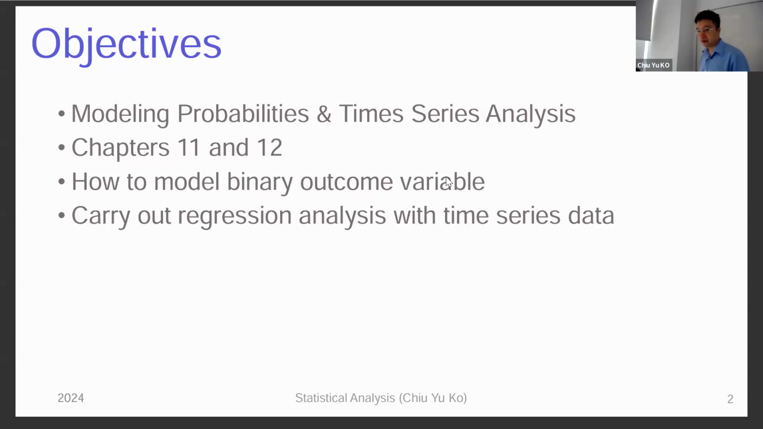So the first one is modern probability. There are many things in regression that can be done. For example, y, the thing we want to predict. We don't put any restriction on it, right? It can be any number, right?